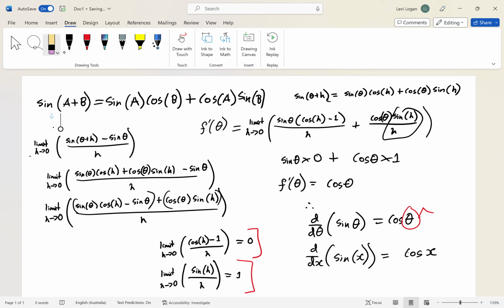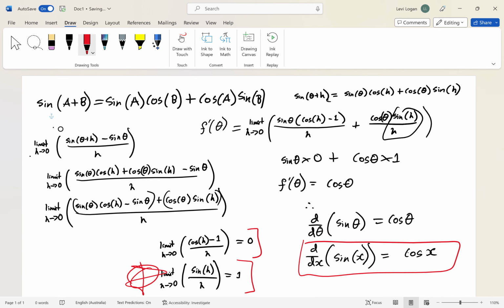Alright, so that was the proof using first principles that the derivative of sine of x is equal to cos of x. I'll be making a proof now on this limit down here, so I'll be posting that pretty soon. I hope you learned something in this video.